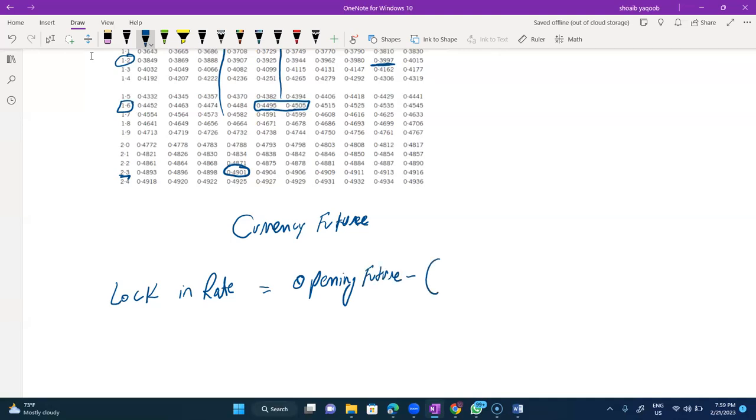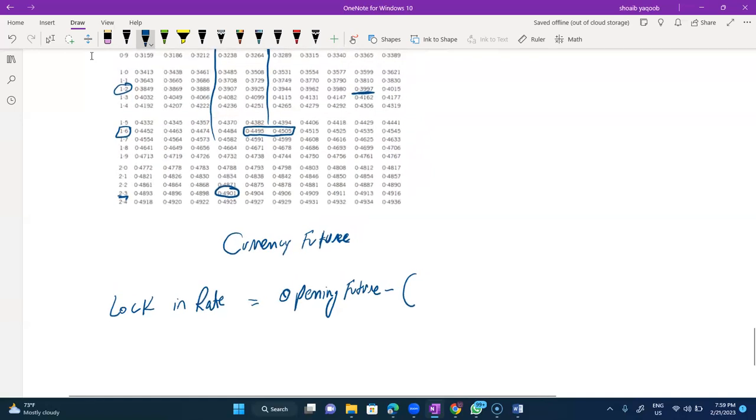Opening future minus... okay, this is the formula, right? Okay, use this formula. It's my humble request. Use this formula, whatever the case in the exam.